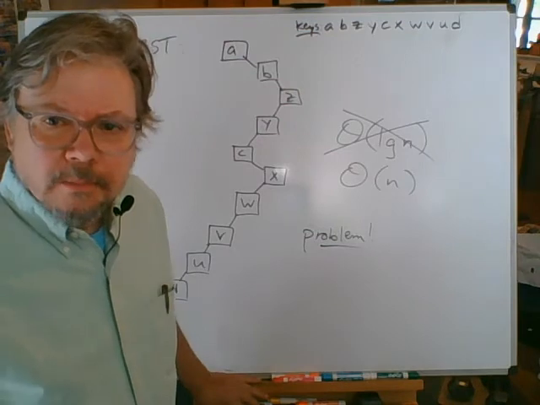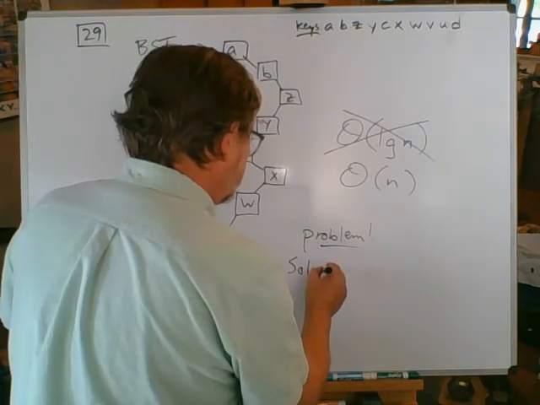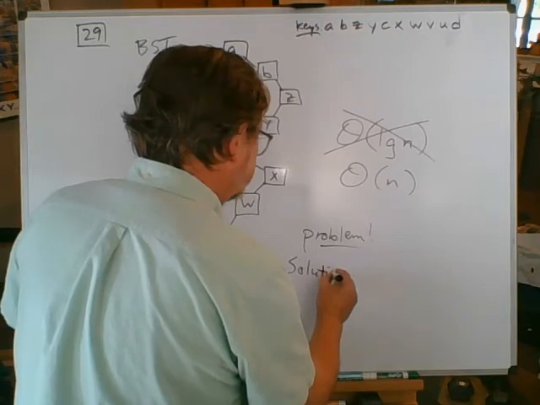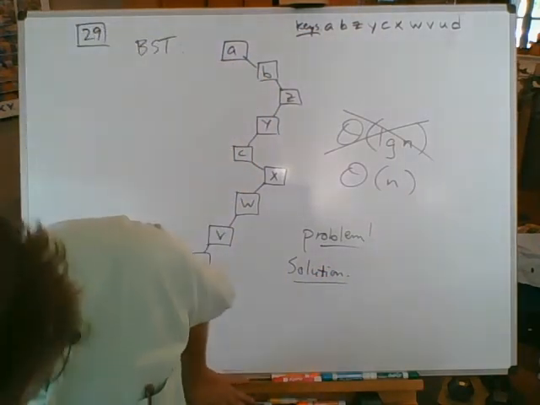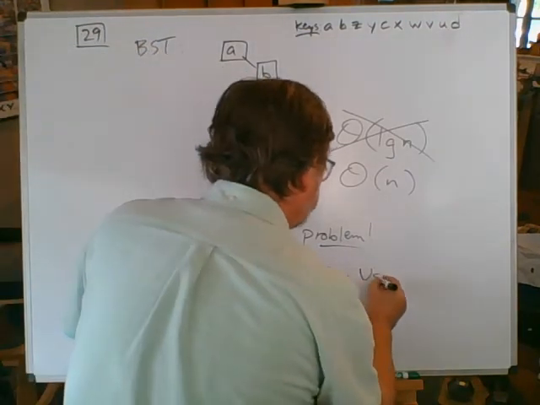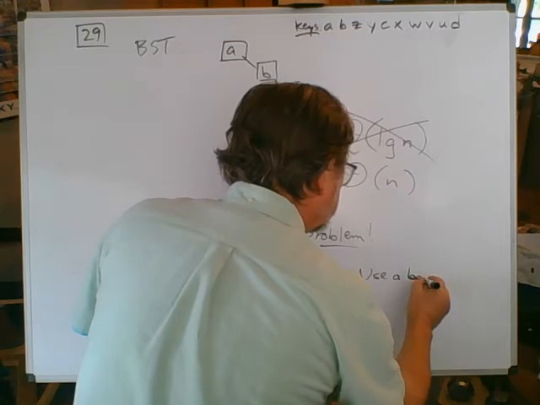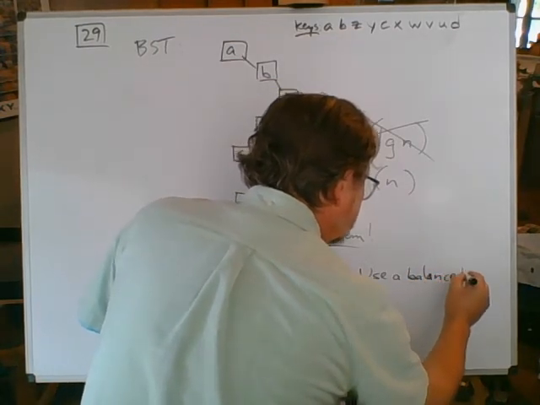It's always nice when problems have solutions. Solution? S-O-L-U-T-I-O-N. I'm distracted by my barking dog. Everything's a distraction today. But Solomon moved. Yay. Solution: use a balanced tree. B-A-L-A-N-C-E-D, tree.